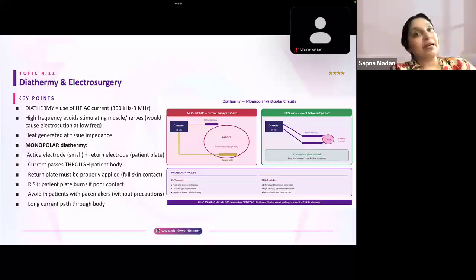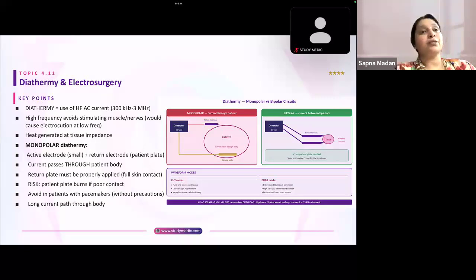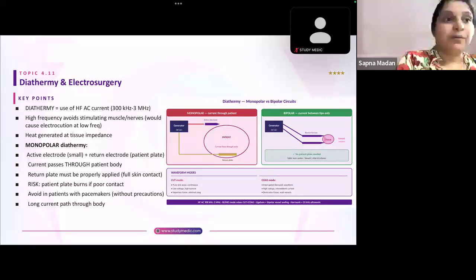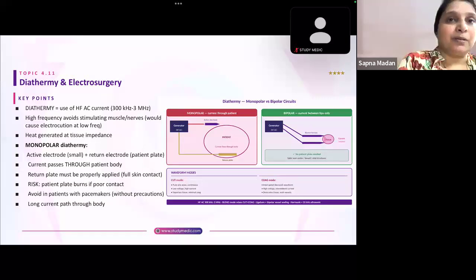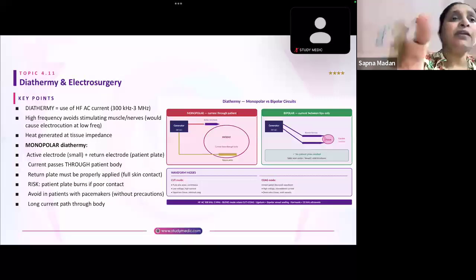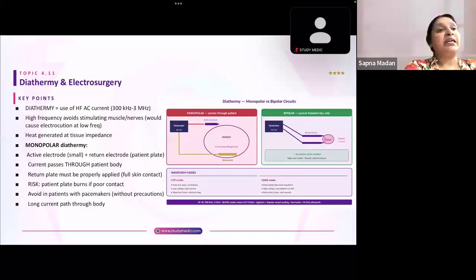So the appliances that we use at home are using low frequency electric current, and that is why they are liable to cause electrocution for us. But in diathermy, we are using 300 kilohertz to 3 megahertz, which is in that area where the high frequency waves will not cause any stimulation of muscles or nerves. And heat is generated at tissue impedance.